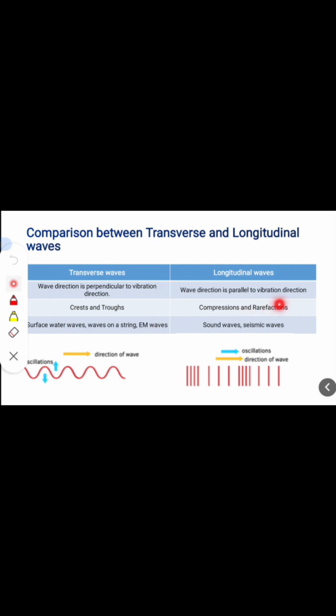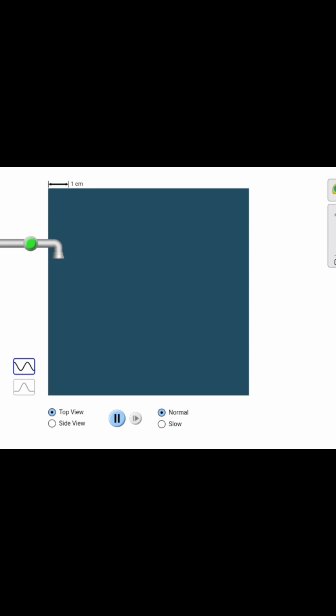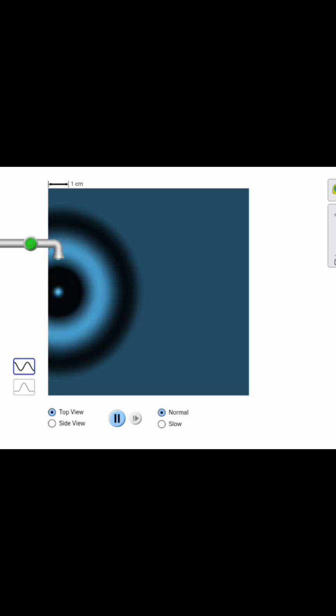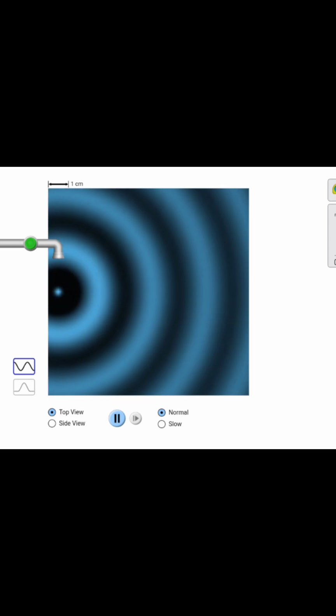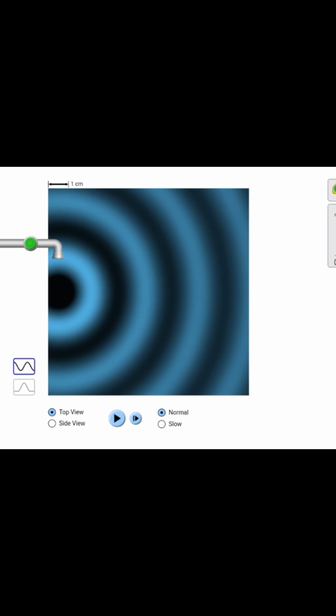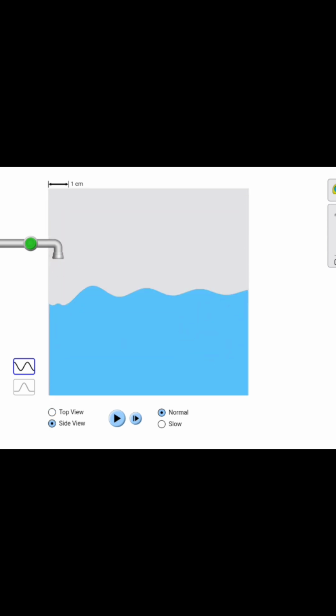So we are going to compare these two, what is meant by a transverse wave and what is meant by a longitudinal wave. In transverse waves, you can take the example of surface water waves, which is really common. So let's consider a pond or a beaker of water. When it is undisturbed, it will be a smooth plain surface.